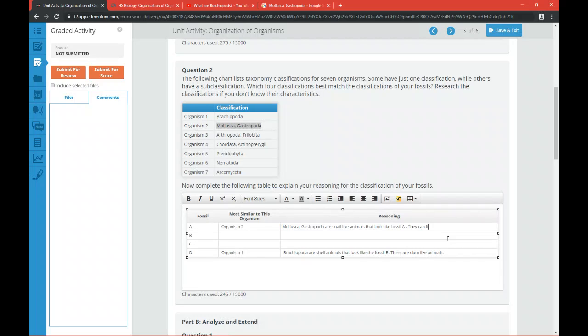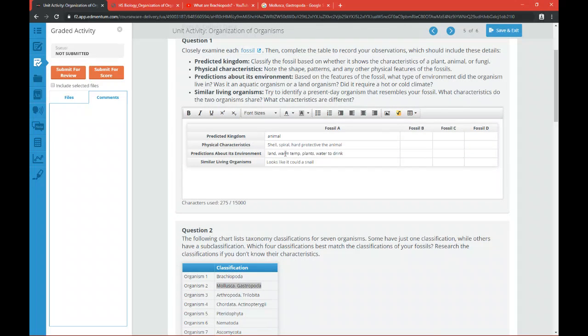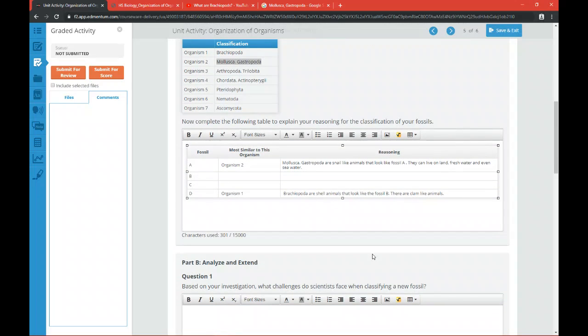They can live on land, fresh water, and even seawater. Now, of course, depending on different things, ones that live in freshwater probably don't live in saltwater also. They have different characteristics. But for this point, you're just kind of giving your reasoning. And then if you need to, you can also go back up and add more to the descriptions of what they lived in, because you're having a hard time on question 1.